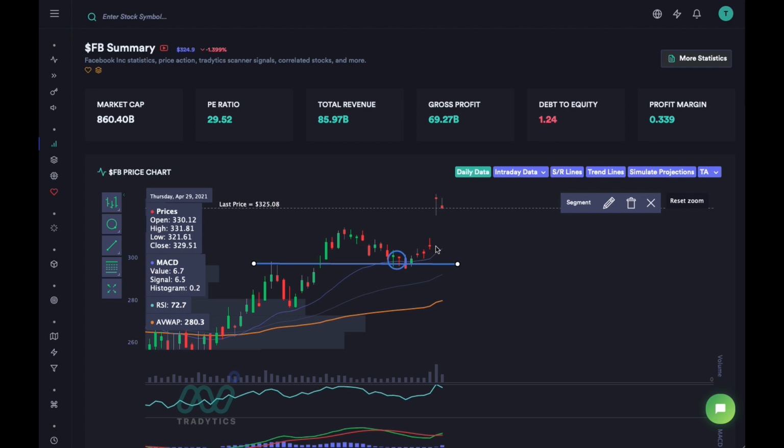So that was your swing trading setup. Now why am I not talking about this one? Because we had earnings here, and then the next day the price gapped up to 330.